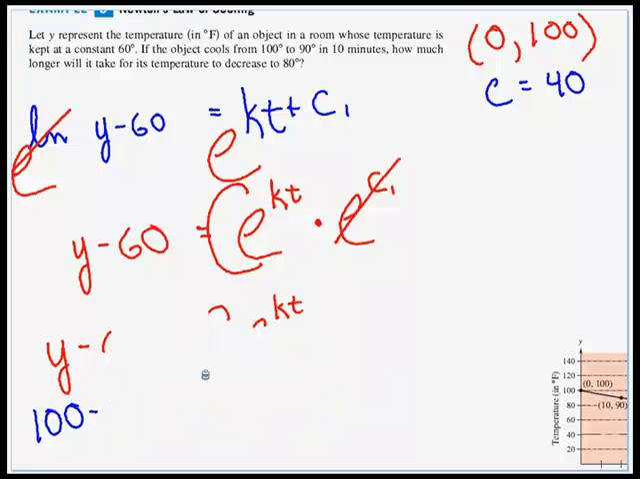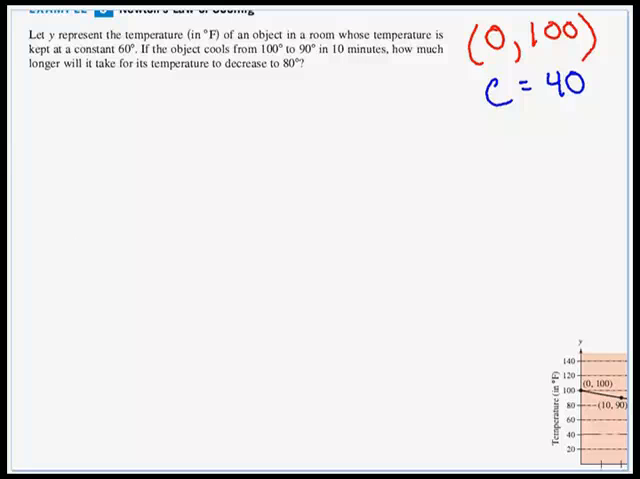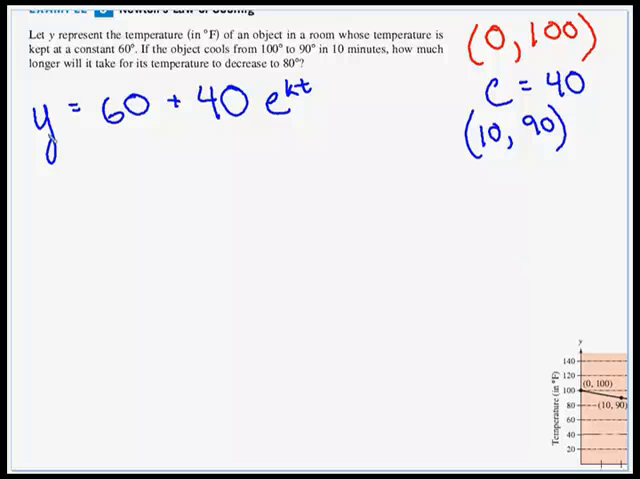And we can rewrite our formula now. Now that we know that c is equal to 40, we can write our equation as y equals 60. Remember, we had y minus 60. We add 60 to both sides. Y equals 60 plus the constant we found, 40, e to the kt power. Now we're going to use our second given condition. It is cooled to 90 degrees in 10 minutes. So now time is 10, temperature is 90. So our y value is 90, and that is equal to 60 plus our 40, e to the, now 10 is our t, so 10k.